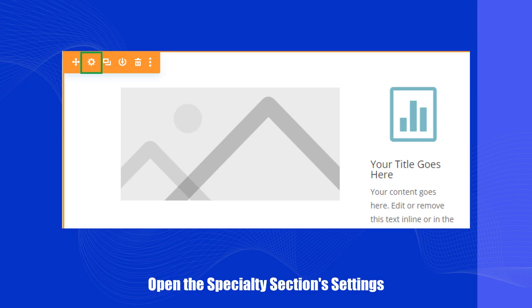To adjust the specialty section, first locate the section you want to modify. If it's not already added to your layout, make sure to include it. Hover over the section, and you'll see the orange section buttons appear. If your Divi Builder is set to click mode, you might need to click on the section instead of hovering. Once the buttons are visible, click on the gear icon to open the specialty section's settings.